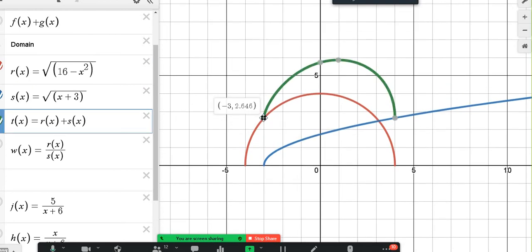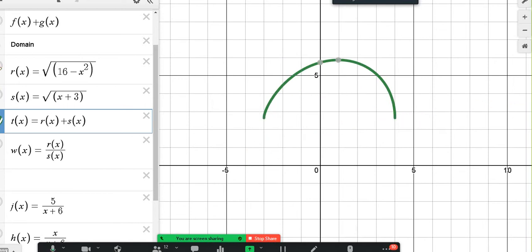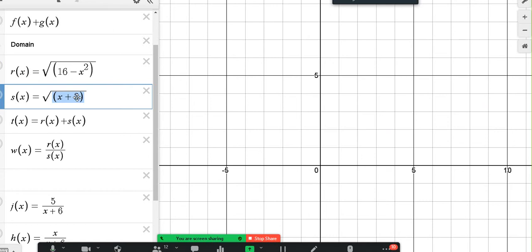It starts here at -3. It ends here at 4. Perfect. And I can shut these other graphs off and see exactly what we just saw. -3 to 4. That's the new domain. That's where they overlap.